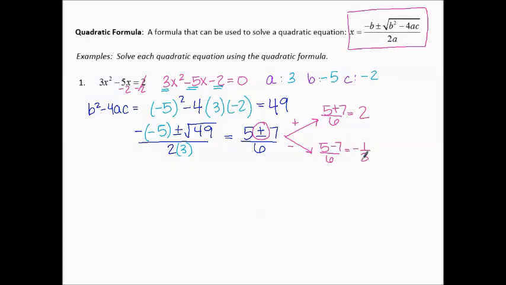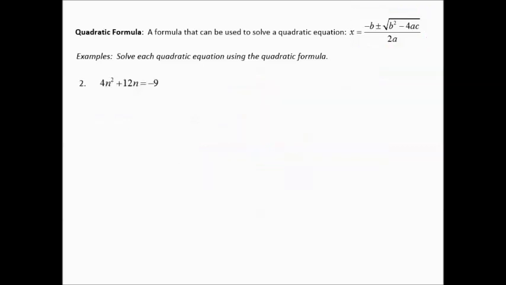So these are my two solutions. So I'm going to write them as x equals 2 and x equals negative 1/3. These are my two solutions, roots, x-intercepts, zeros. We have multiple words to call them by, but those are my solutions. Let's take a look at one more example.